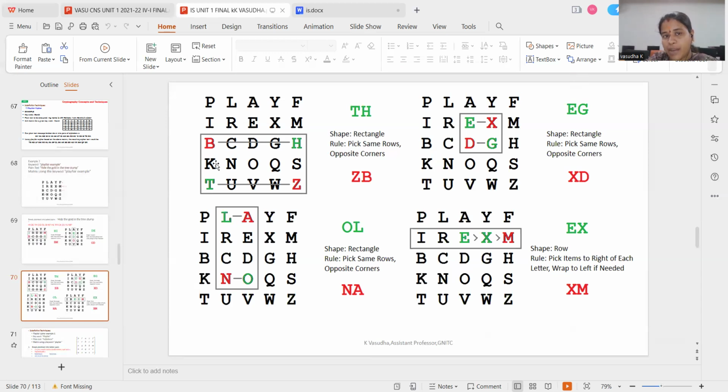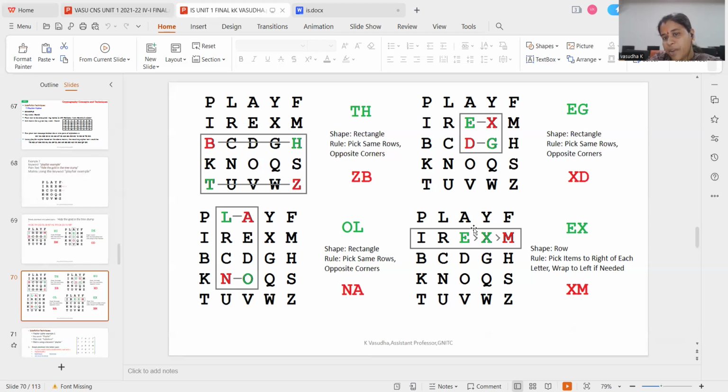If you have the rectangle shape in this format, for H it is taken as B, and for T it is taken as H. If you have only the small box of the rectangle, in this case for E we are taking X, and for D we are taking G. In the clockwise direction, for E we are taking X, and for G we are taking D.